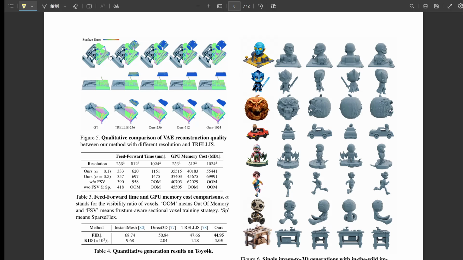Got it. So how does the decoder rebuild the high-res shape from that compressed code? The decoder takes that latent code, runs it through its own series of transformer layers, and then a final linear layer predicts all the parameters needed to define a SparseFlex instance. So it predicts those SDF values, the deformation vectors, the interpolation weights for all the sparse voxels.